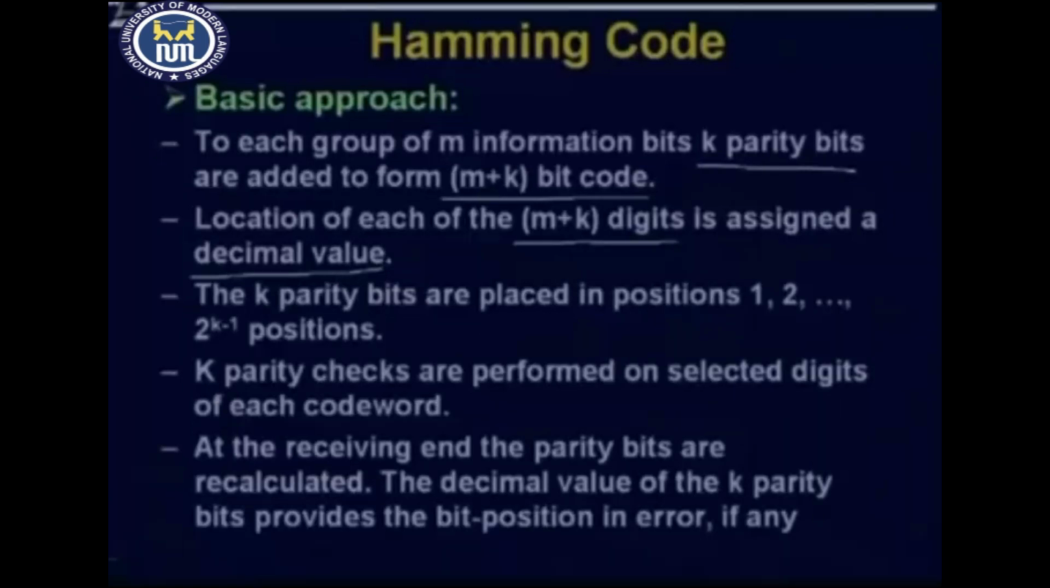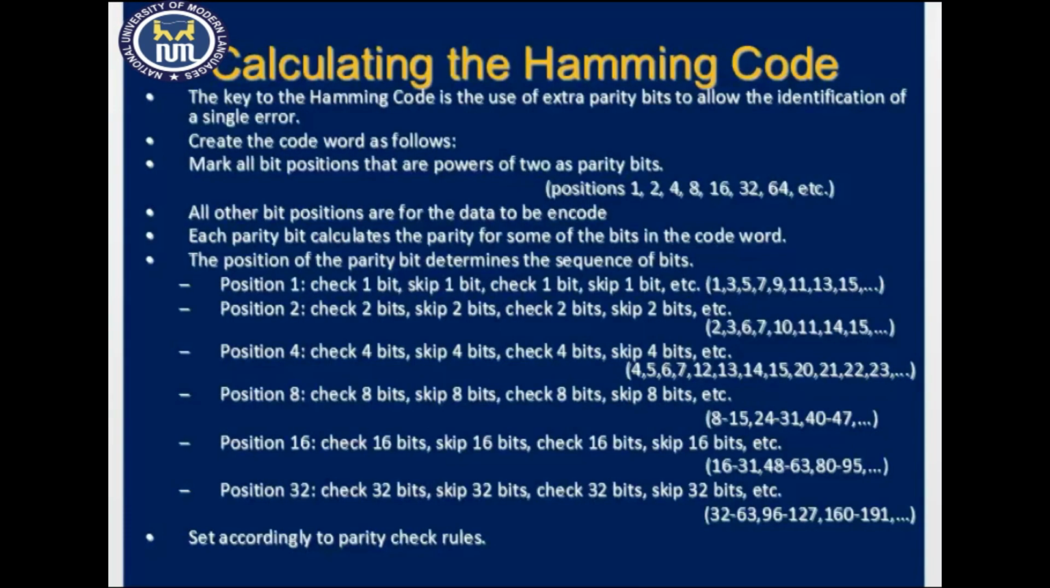Then the k parity bits are placed in positions 1 to 2 to the power k minus 1. So the k parity checks are performed on selected digits of each code word. At the receiving end, the parity bits are calculated. The decimal value of the k parity bits provides the bit position in error, if any. So let's see how this is actually done.